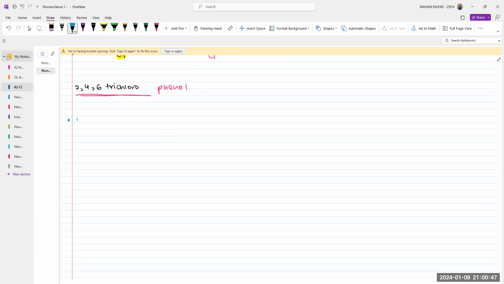Now there are a few notes. Benzene becomes a substituent in itself when it is attached to the following.